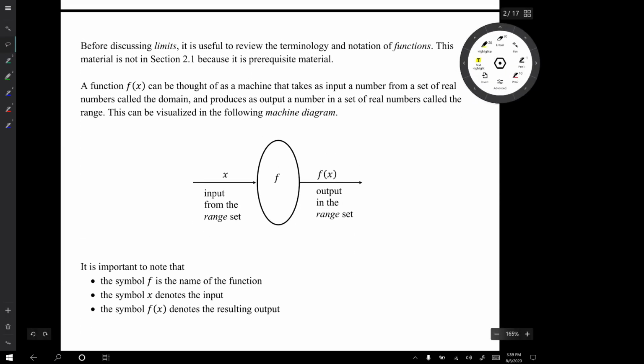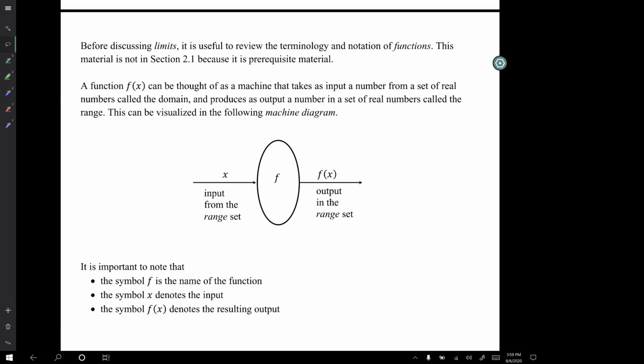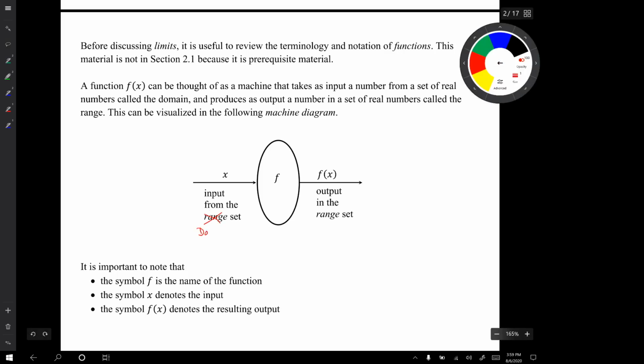Before we discuss limits, it's useful to recall the terminology and notation of functions. This material is not in section 2.1 because it's prerequisite material, but it is important for us to understand limits to first understand the background. Remember that a function can be thought of as a machine that takes as input a number from a set of numbers called the domain set, and produces as output a number that's in a set of numbers called the range set.